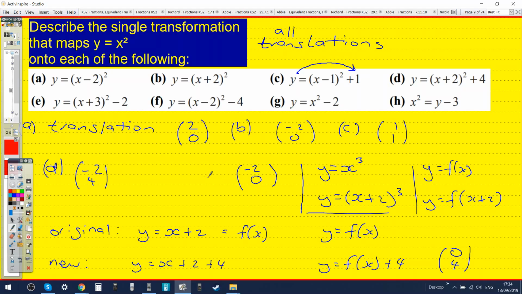So you can use x squared, x cubed, sine x, but in general it's f of x. Do they normally give us the original in the exam? Sometimes, and sometimes they'll just use f of x. It shouldn't matter. Here this was a translation of minus 2, 0, and here this was also a translation of minus 2, 0. For the bottom one, it was a translation of 0, 4, and in f of x notation, it's also 0, 4.